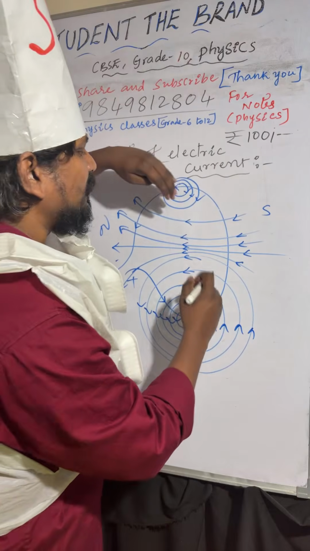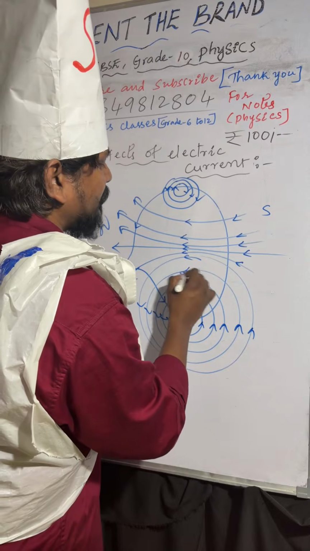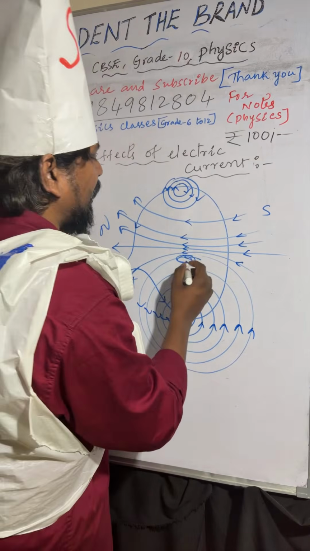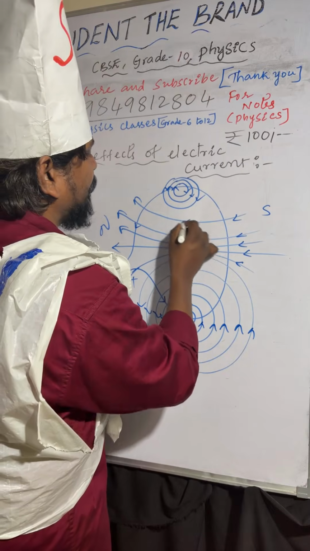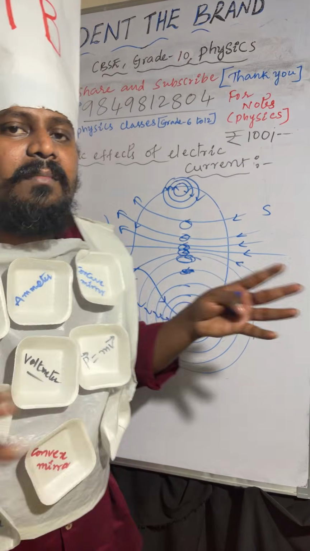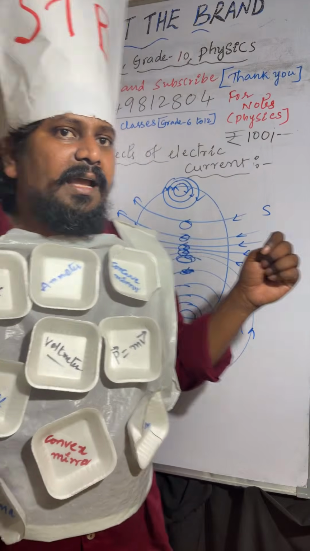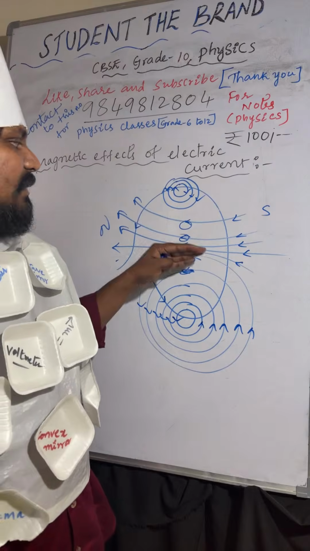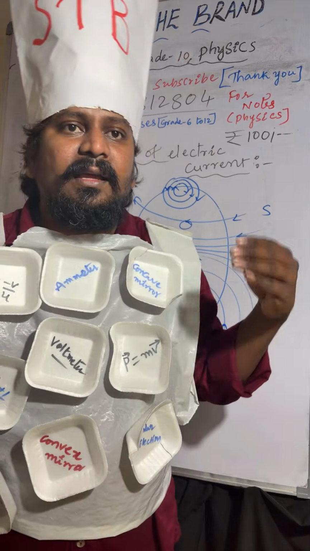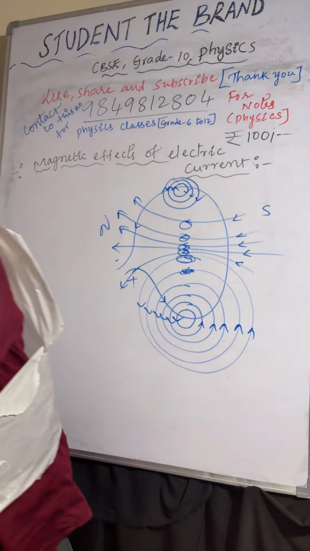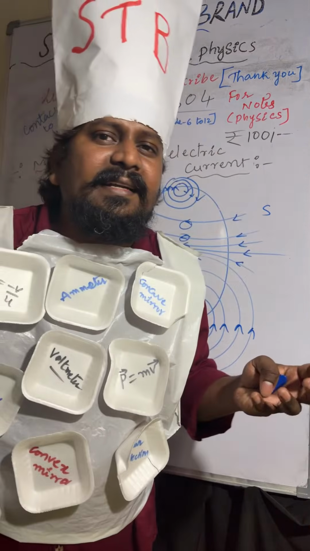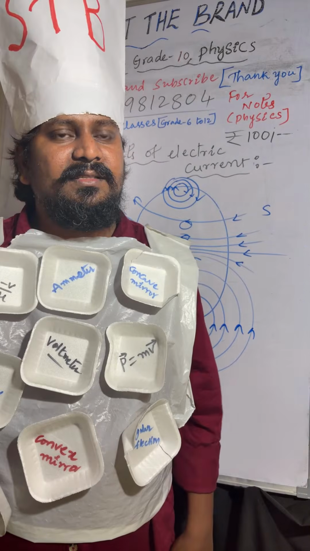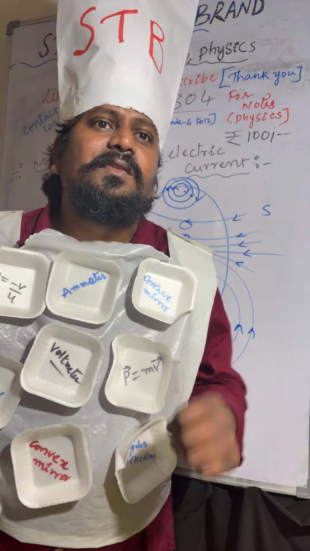Then automatically this magnetic field will join to the next magnetic field, and the next, so it will become a uniform magnetic field. So at the center of the loop, the magnetic field will be more than at the circumference. They will ask one question.